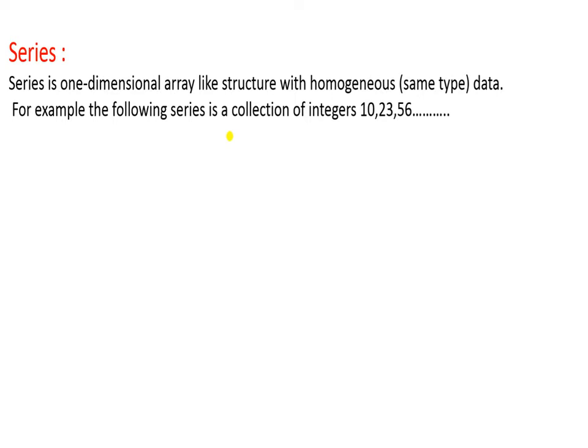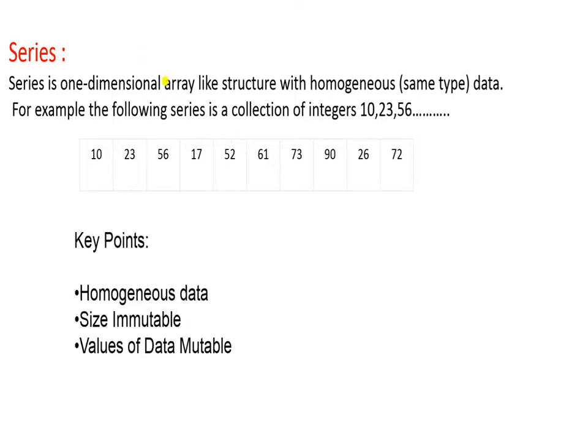So first, series. One-dimensional, as we discussed, it is a one-dimensional array-like structure with homogeneous data. For example, the following series is a collection of integers 10, 23, 56, etc. All these are the elements of a series. So when we store it in the form of an array, it will become a series, a one-dimensional series. You can say it is a one-dimensional array.